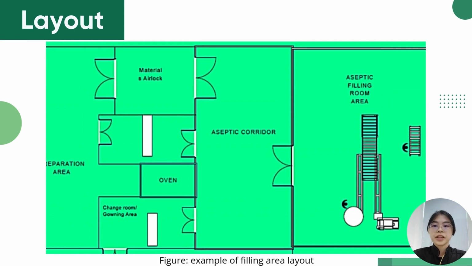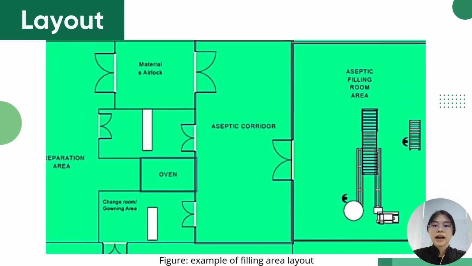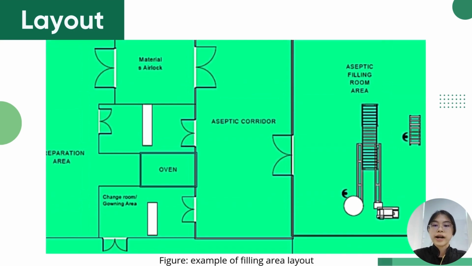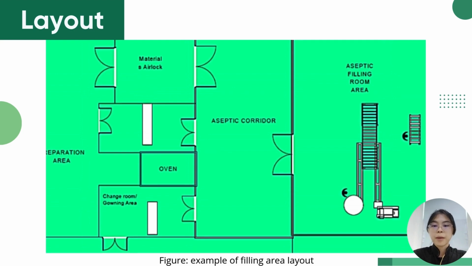Starting from the left, we have the preparation area where material and components are initially handled. Next is the changing room or gowning area, which ensures that personnel are properly gowned before entering controlled environments. Material passes through the material airlock to prevent contamination. Next is the aseptic corridor, which acts as a buffer zone, maintaining cleanliness and reducing contamination risk.